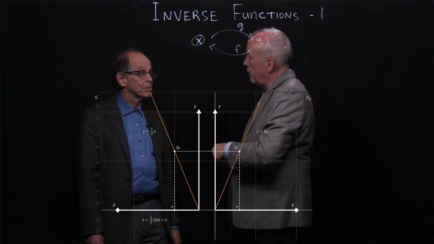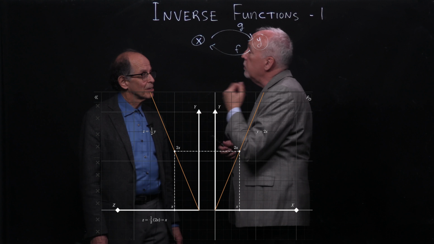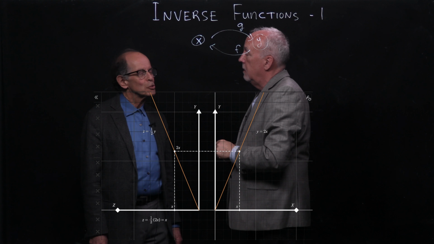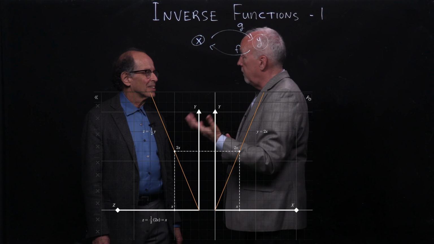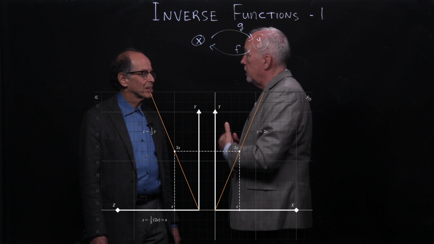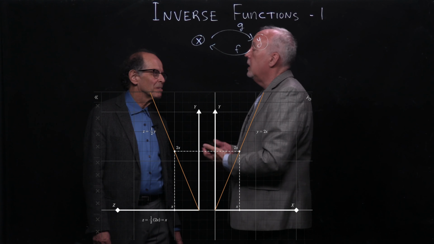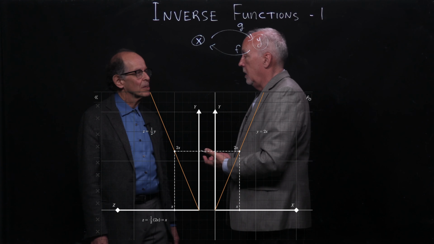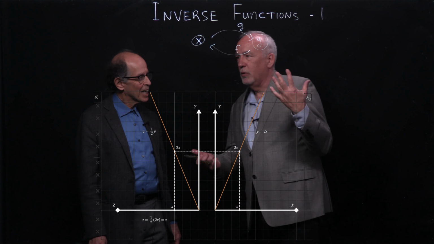So for instance, if I give you a number, say 2, I'm going to multiply by 2 and get 4. Now if I give you 4, how do you turn it back into 2? You have to divide by 2. Maybe I can show you a picture of this, because we love our charts.